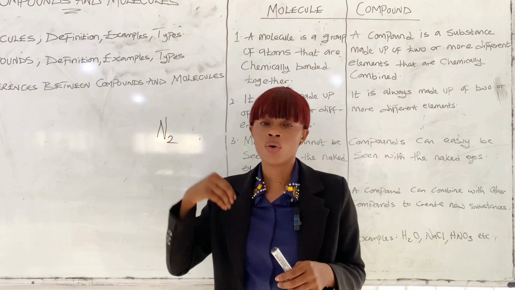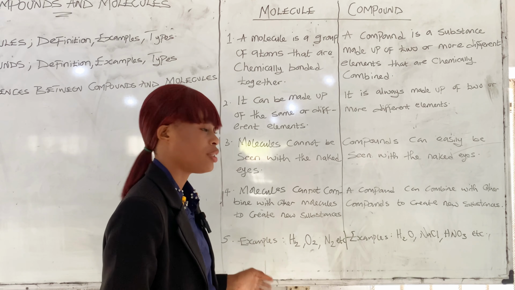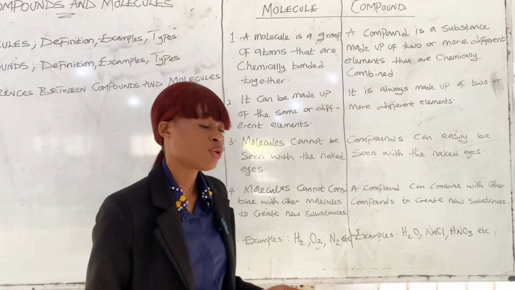Then your compounds can easily be seen with the naked eye. If you come to the chemistry laboratory, if you go to any lab, you can see hydrogen chloride, you can see sodium carbonate, you can see sodium chloride. These are compounds, and they can be seen with the naked eye. So that is the difference between a molecule and a compound. And then number 4, we said that molecules cannot combine with other molecules to create a new substance. So you cannot combine a molecule with another molecule to form a new substance.